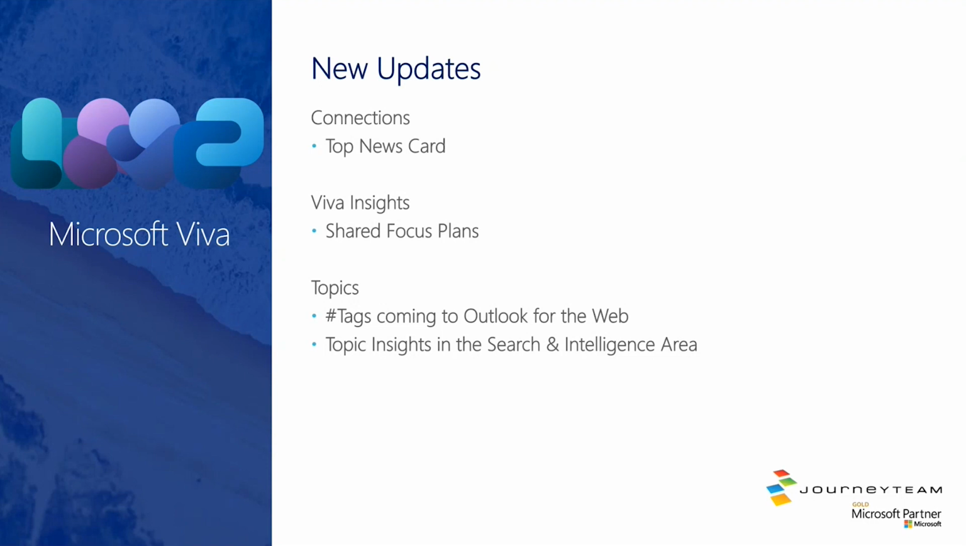Now, this update here I have for Outlook, I need to have a correction here. This hashtag capability is also coming to Microsoft Teams, I believe, later this month. So it may have gotten pushed, but it's coming close. And then lastly, we get topic insights showing up within our search and intelligence center within our admin areas. So we can actually see some analytics around topics showing up for users across search.